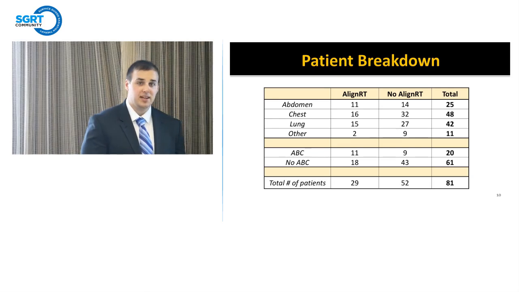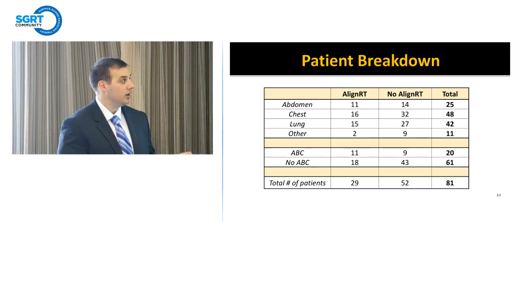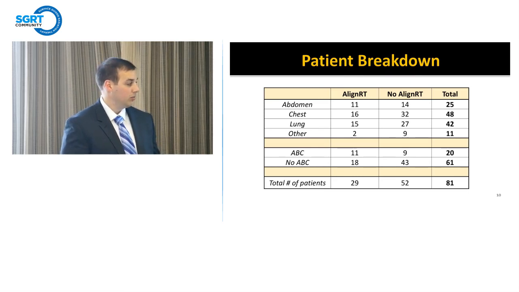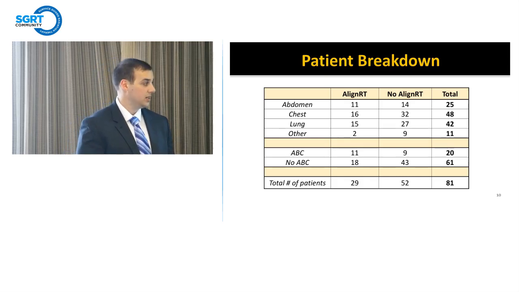And so this is the actual breakdown of patients that were treated and set up with AlignRT and those that were without. If you look at just the total number of patients itself, there were 29 who were set up and treated with AlignRT, and then 52 who were not set up with AlignRT. And we do see that looking at abdomen and ABC, there is a relatively even distribution between the two groups, whereas there are discrepancies between the chest, lung, other, and no ABC categories. And this is just indicative of the retrospective nature of the study.